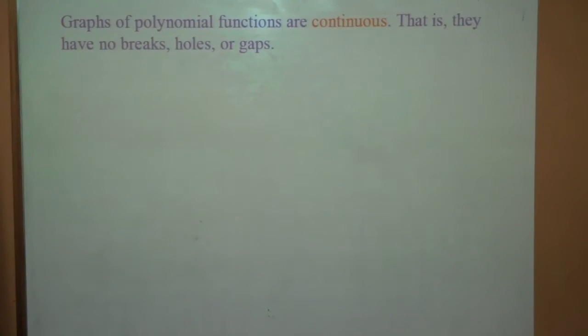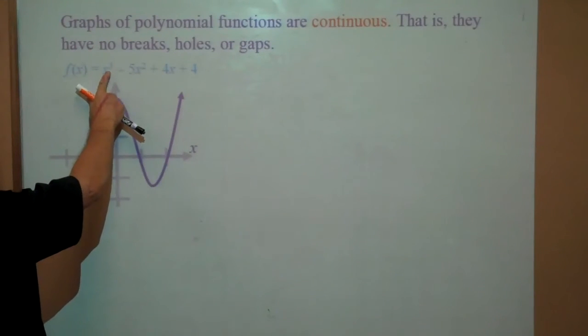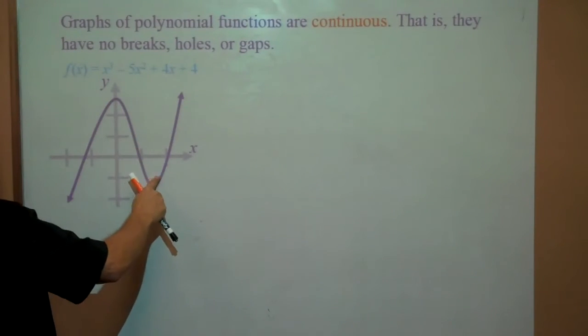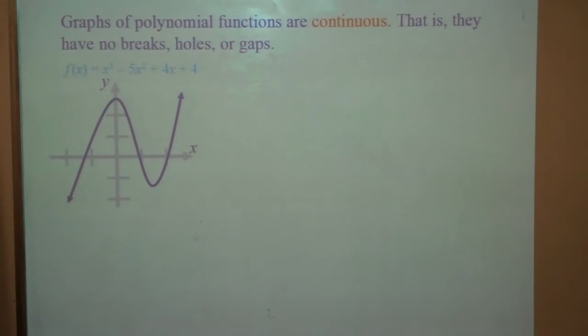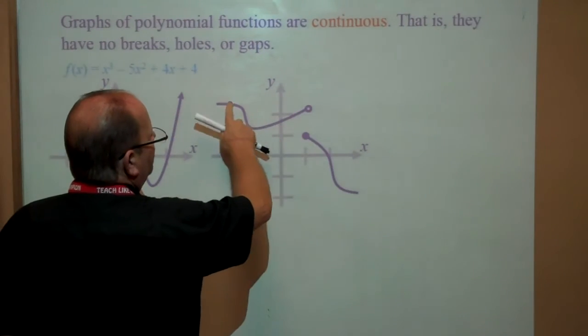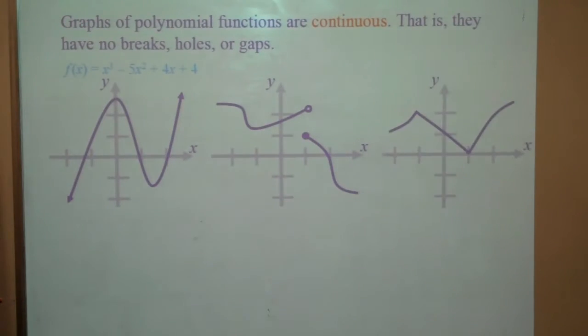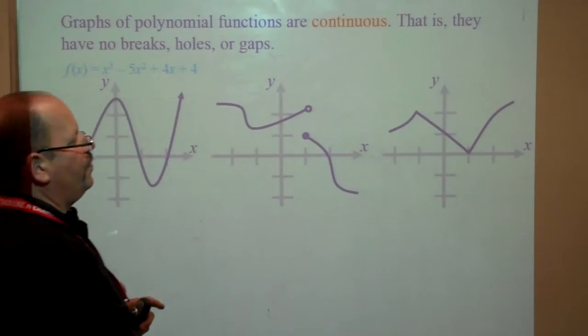Graphs of polynomial functions are continuous. That is, they have no breaks, holes, or gaps in the graph. They are smooth curves. Here's the graph of f of x equals x cubed minus 5x squared plus 4x plus 4. Smooth curve. The arrow on the end indicates that it continues on in that direction infinitely. This graph is not a polynomial because it is not continuous. It has this break in it. This is not a polynomial because it is not a smooth curve.